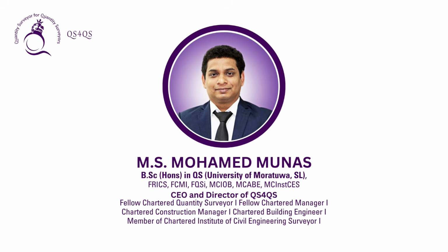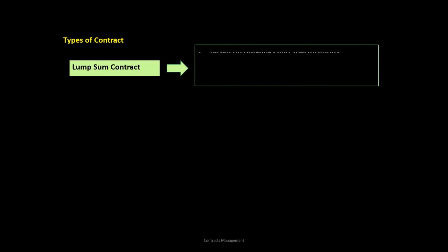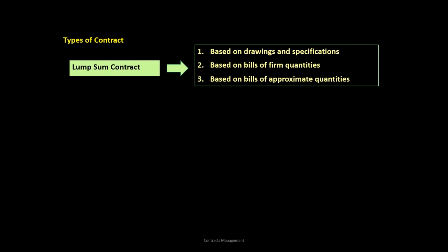Just refreshing what we discussed in the last class: we discussed the advanced QS practice and contract management syllabus. They are the third point in the pre-contract, type of contract. In the type of contract, we had three different contracts, namely the lump sum contract. Under the lump sum contract, we had three variants.